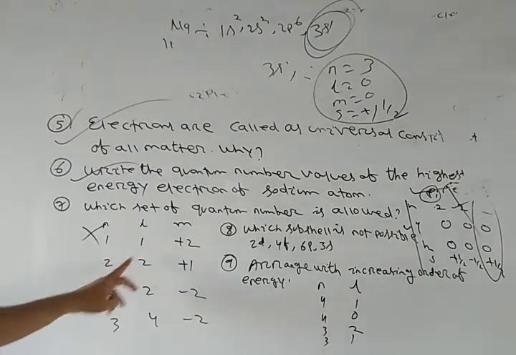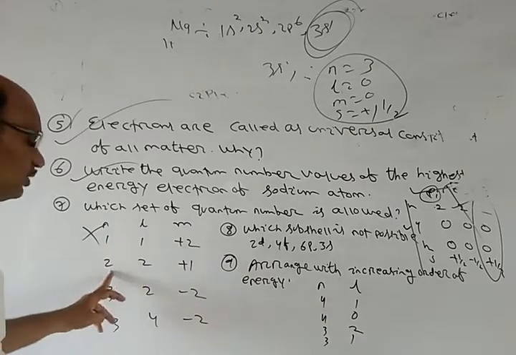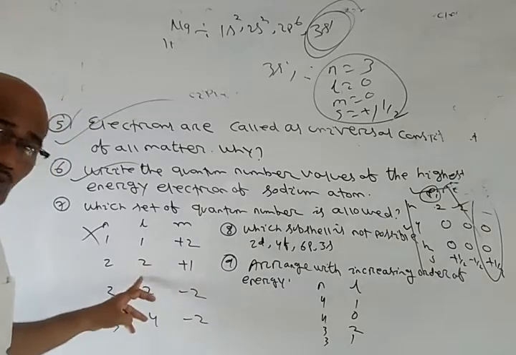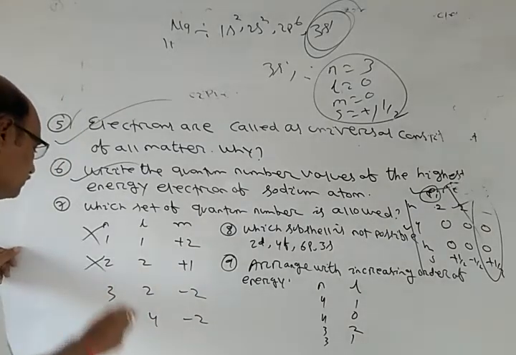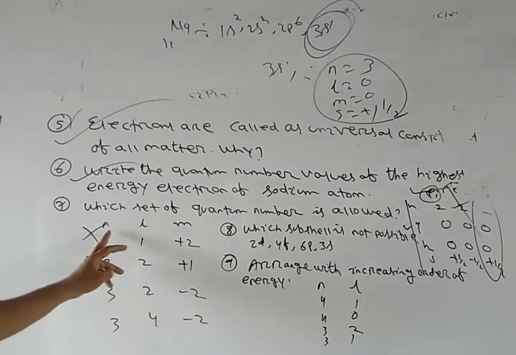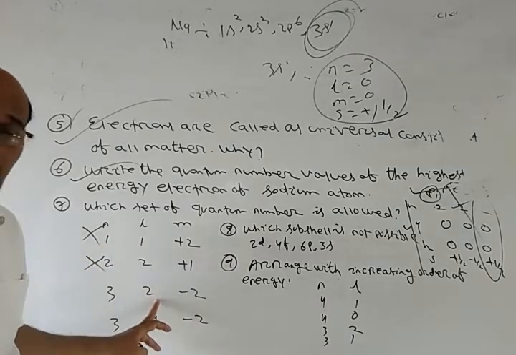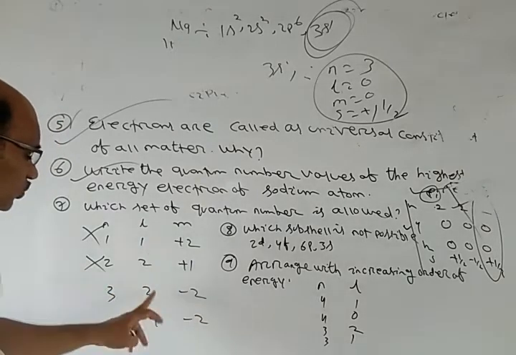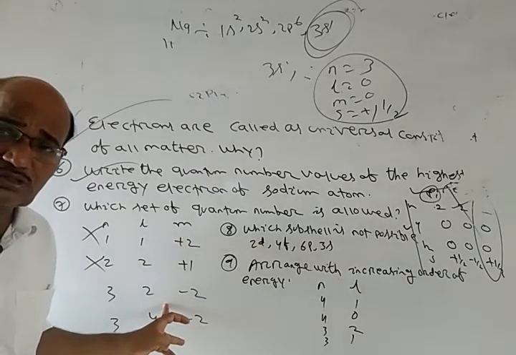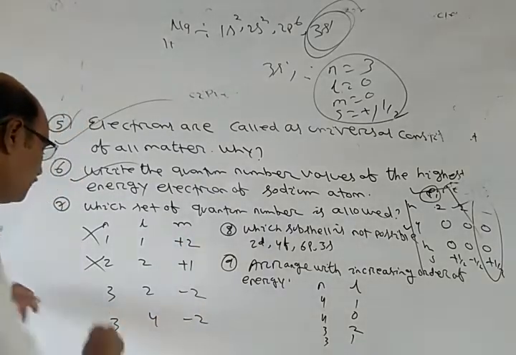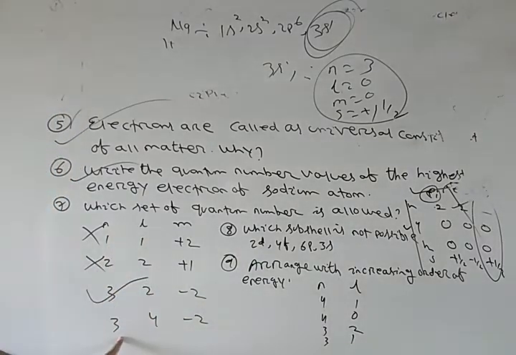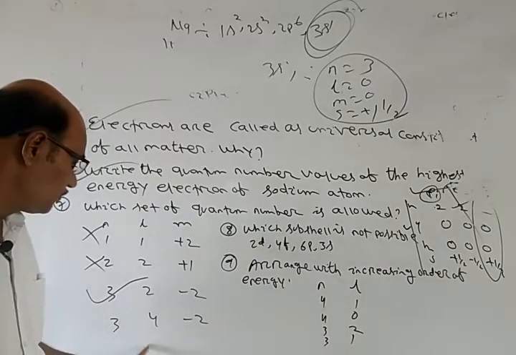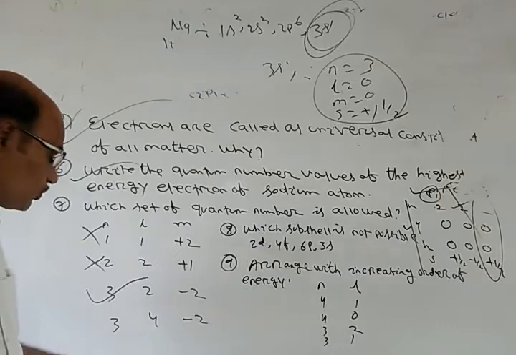Now n equal to 2, l equal to 2. If n equal to 2, then l will be 0 to n minus 1, that is 0, 1. But here 2 is given, so it's also not possible. Now n equal to 3, l equal to 2. When n equal to 3, l equals 0 to n minus 1, so 0, 1, 2 is possible. And m equals minus l to plus l, so it can be minus 2 to plus 2, so it is possible. But when n equal to 3, l equal to 4 is not possible, because l equals 0 to n minus 1. Here 4 is given, so it is not possible.